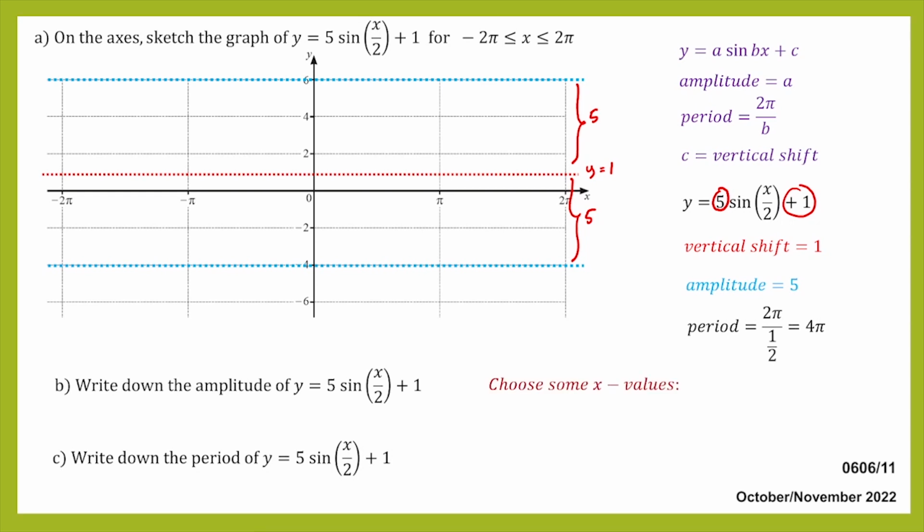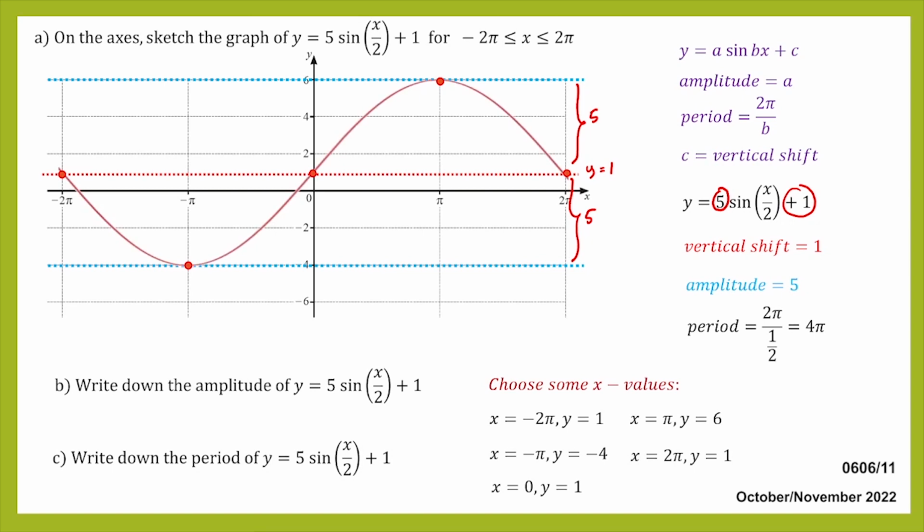So let's try and draw the graph. What we'll do, we'll choose some x values to do that. So if x equals negative 2 pi, when we substitute that value into our original function, we get 1. When x equals negative pi, we'll get y equals negative 4. When x equals 0, we'll get 1. When x equals pi, we'll get 6. And when x equals 2 pi, we get 1. Now we've drawn the points, we can draw our graph like that.